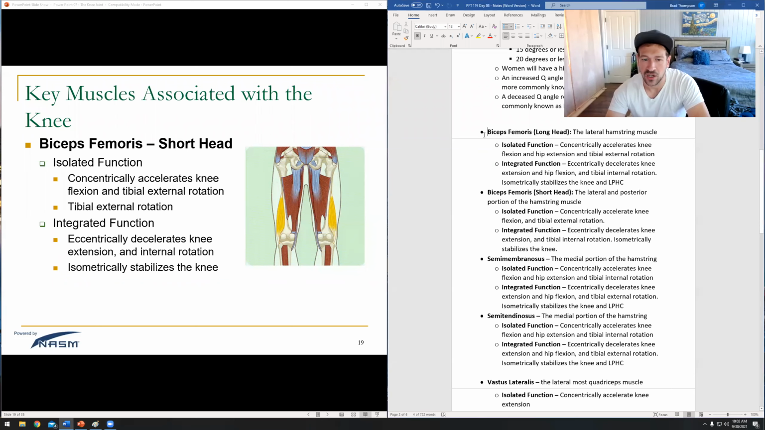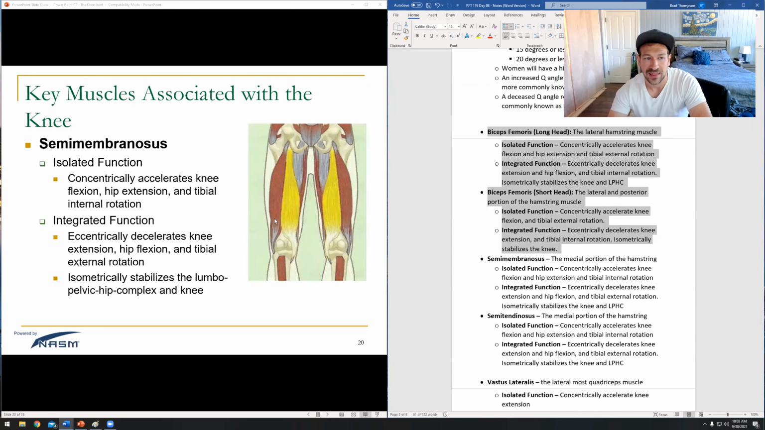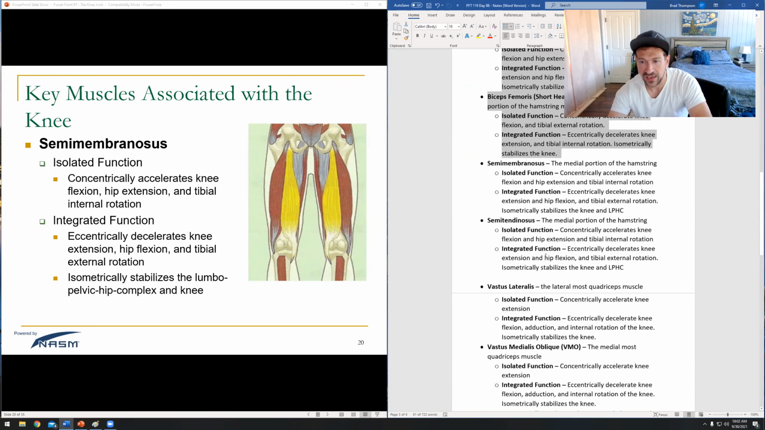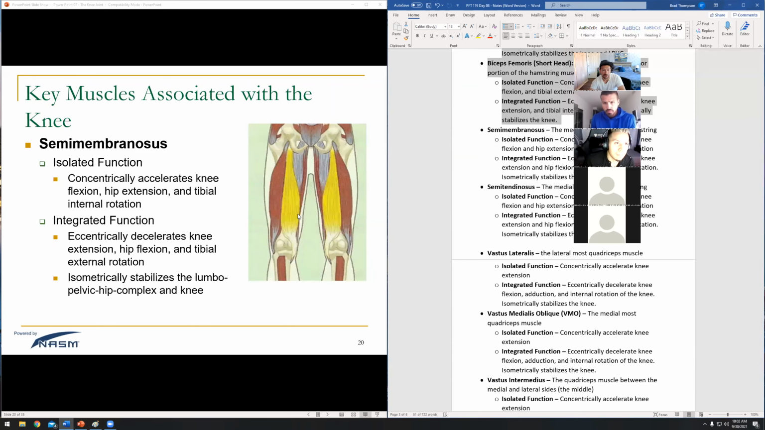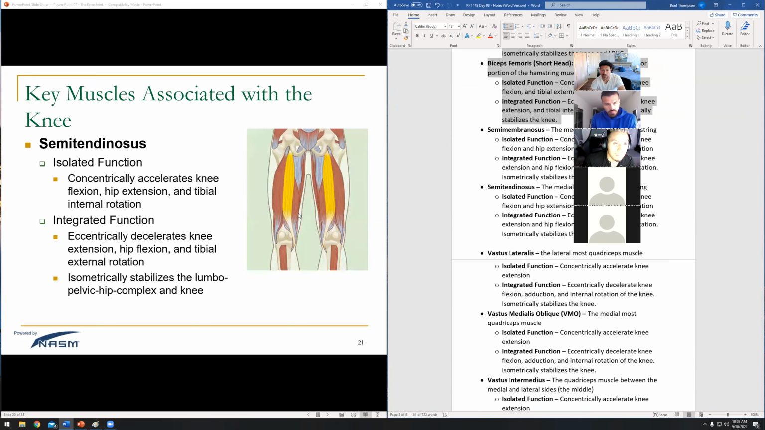So those are your two biceps. That's the lateral hamstring. Both of these are the lateral side. Then you've got the medial side, and that's going to be two hamstring muscles as well. And they're identical. Take a look here. See my list? I'm going to flip back and forth between these slides. The picture changes. The text does not. Medial hamstring, both muscles do exactly the same thing.